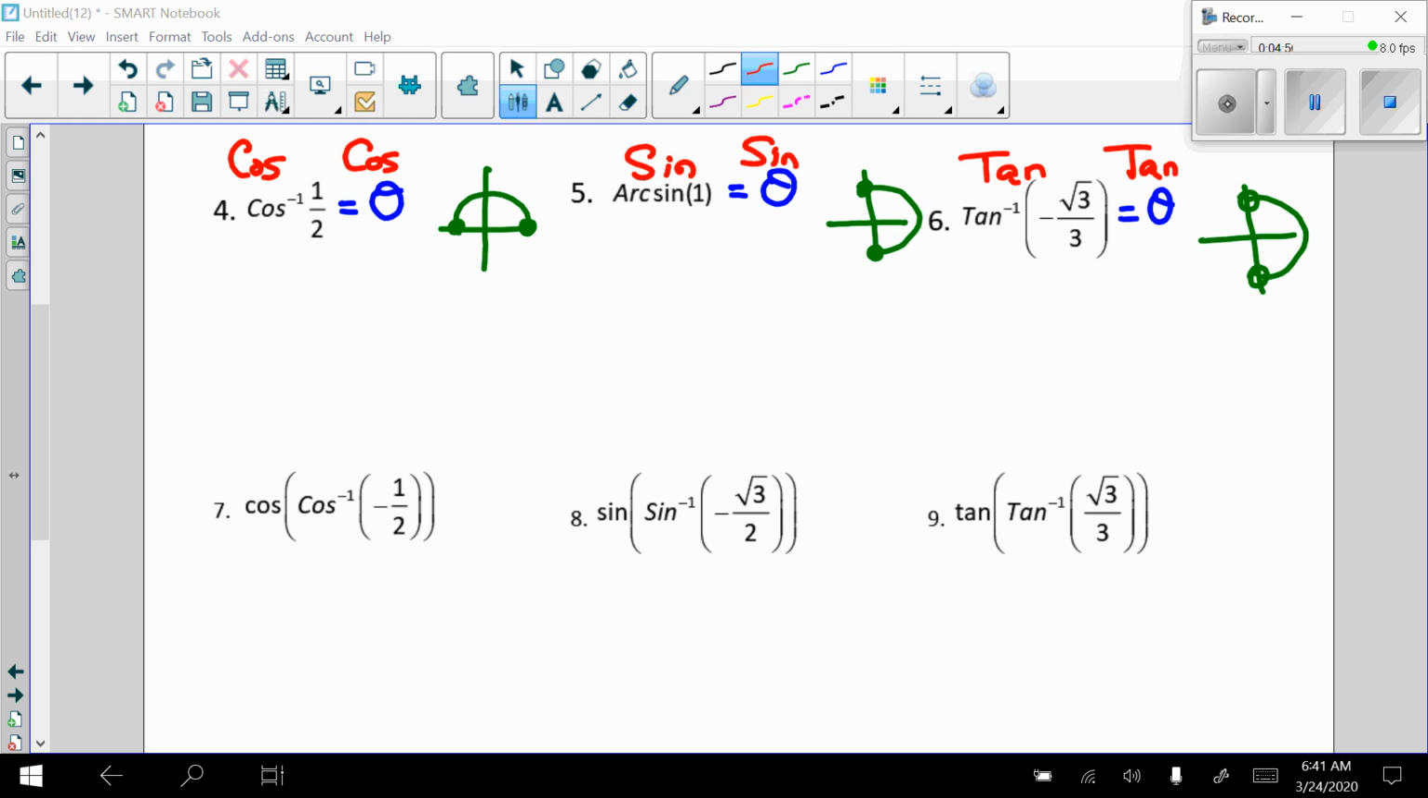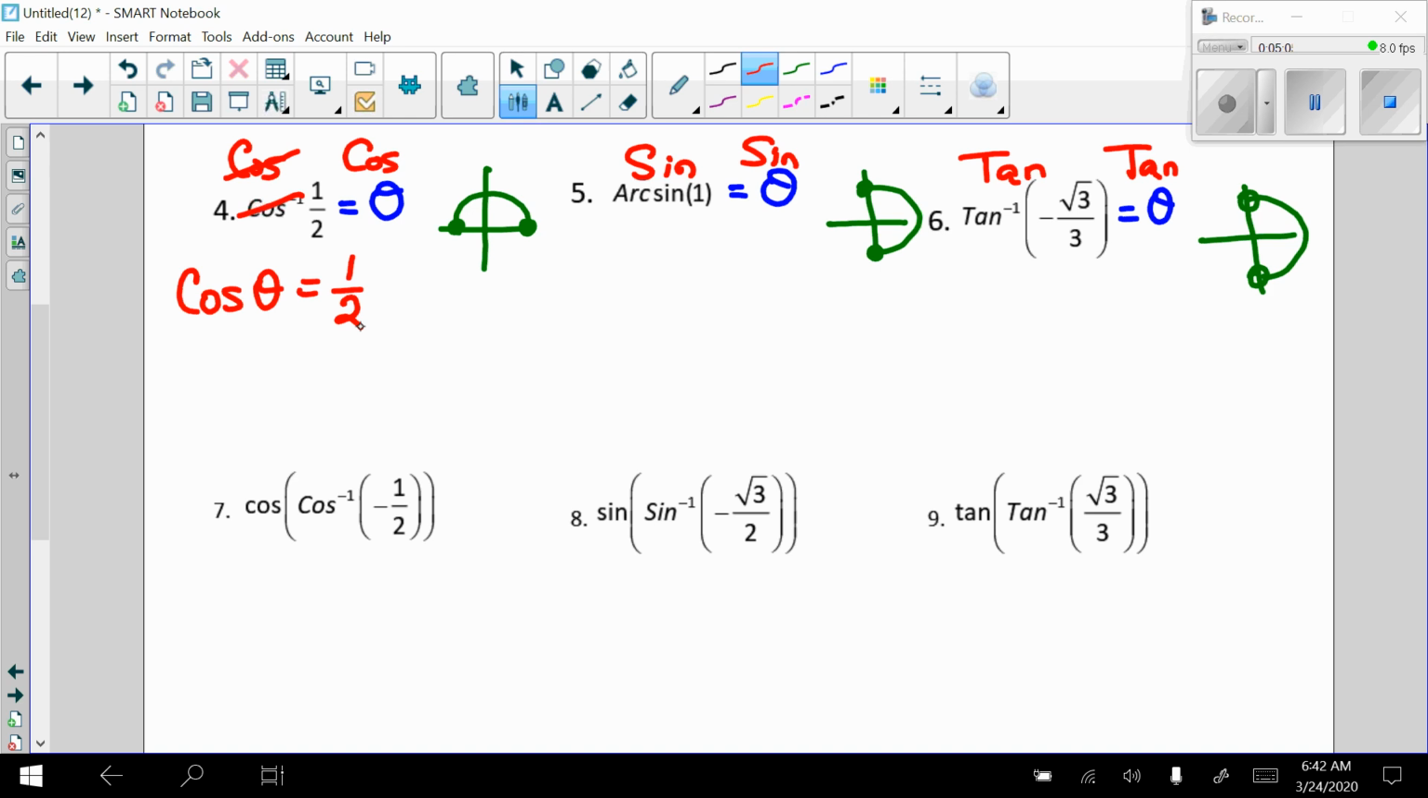Okay, let's take a look. I set some things up already. I wanted to give the little graph of the domain, and we know that, for example, in number 4, we're going to take the cosine of each side and you should have gotten the equation cosine of theta equals 1/2.